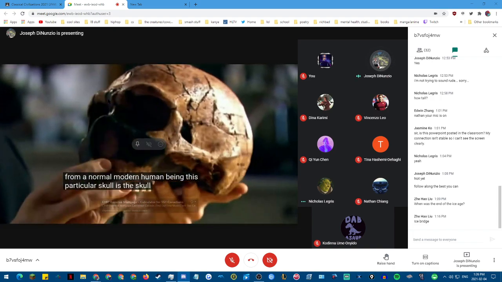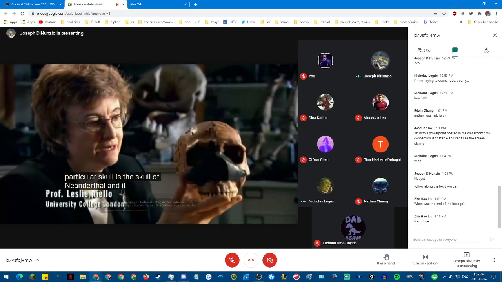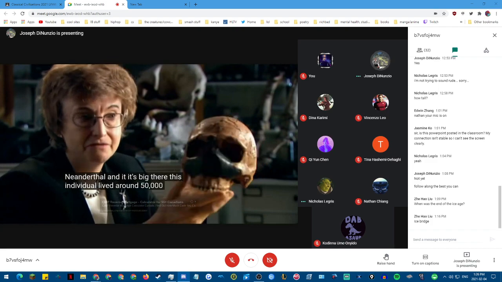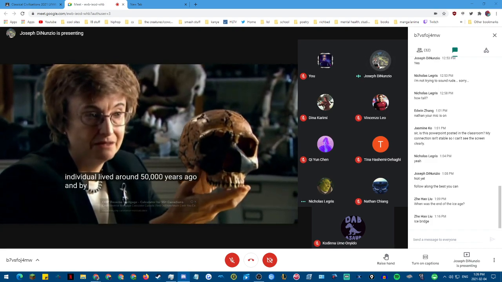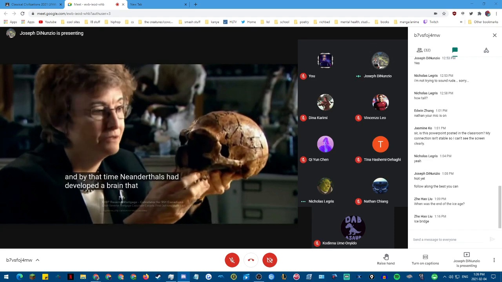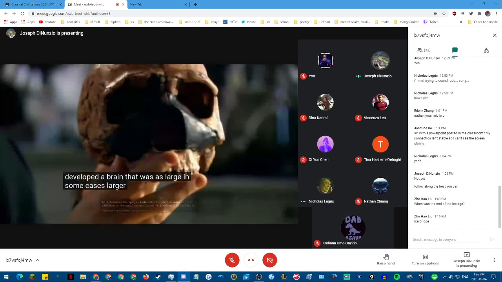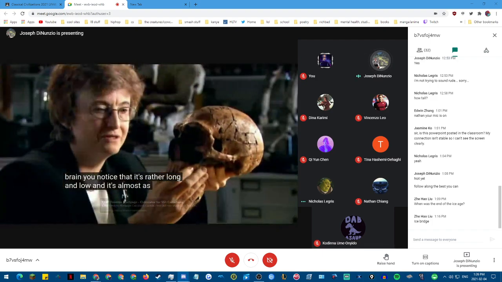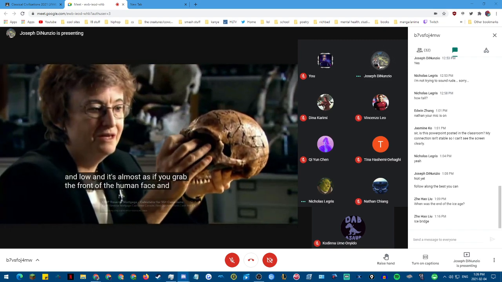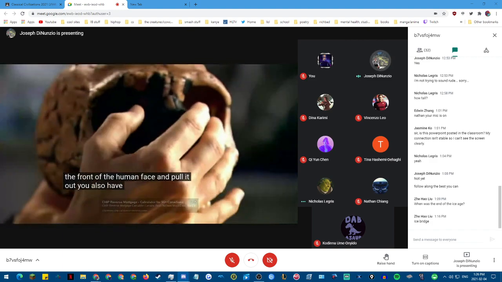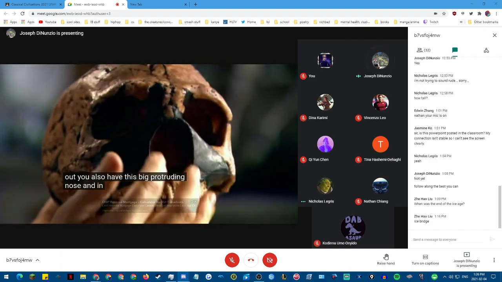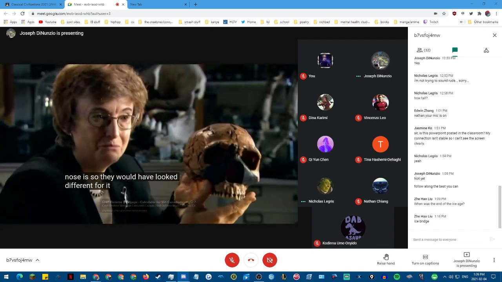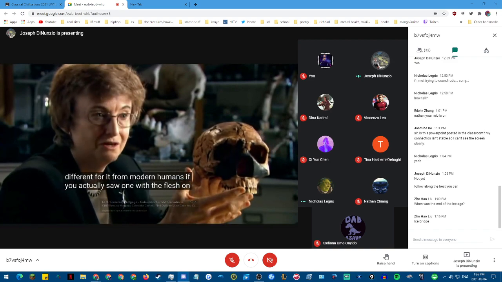This particular skull is the skull of Neanderthal, and it's big. This individual lived around 50,000 years ago. And by that time, Neanderthals had developed a brain that was as large and in some cases larger than the modern human brain. You notice that it's rather long and low. And it's almost as if you grab the front of a human face and pull it out. You also have this big protruding nose. And in fact, look how large that nose is. So they would have looked different from modern humans if you actually saw one with the flesh on it.